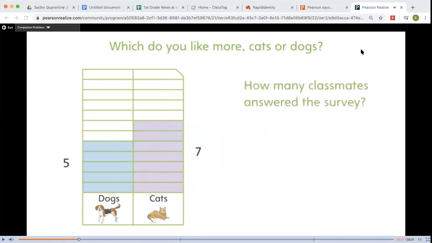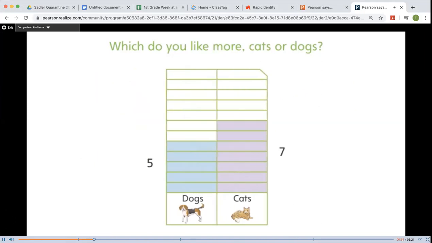So here, we need to find out how many classmates answered the survey in all. So the students who said they like dogs, plus the students that said that they like cats. So I want you to try to solve that really quick. What is the answer? How many classmates answered this survey? Okay, let's check. 5 plus 7 equals 12. 12 students answered my survey.